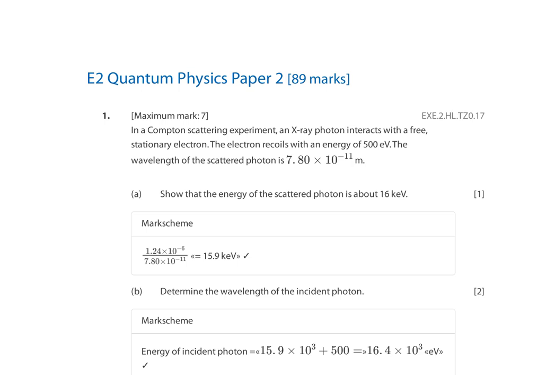There are 11 problems in this paper too, so maybe I'll do 1 through 4, 5 through 8, and 9 through 11. Anyway, so we have Compton scattering. An X-ray photon interacts with a free stationary electron. The electron recoils with energy 500 eV. We have the wavelength of the scattered photon. What is the energy of the scattered photon?